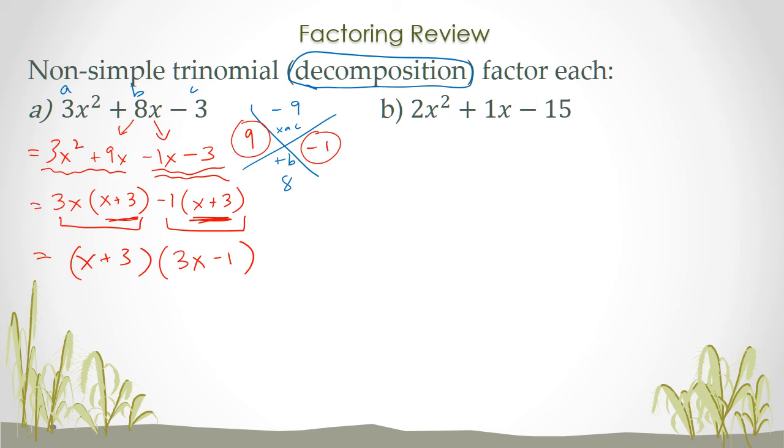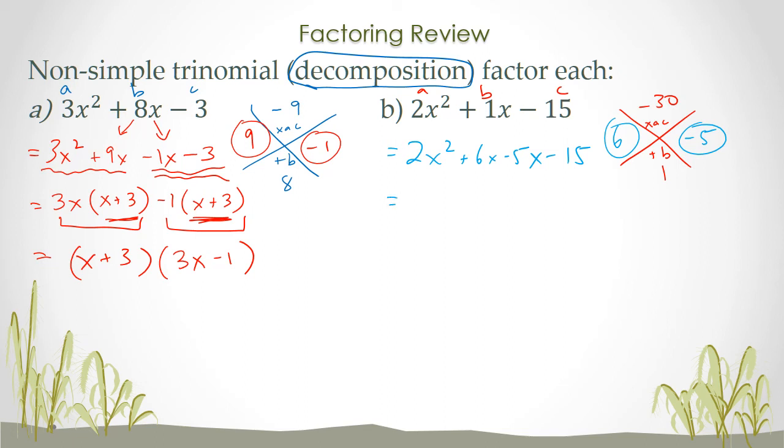Let's try this method again. So I was going to make this little x. I want two numbers that multiply to AC and add to B. A times C, remember A, B, C, is negative 30. B is 1. What are two numbers that multiply to negative 30 and add to 1? Hopefully you're thinking 6 and negative 5. I'm going to use those two numbers. So again, rewrite this. We're going to decompose that middle term. 6x minus 5x minus 15.